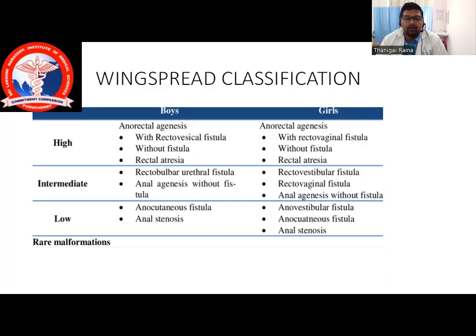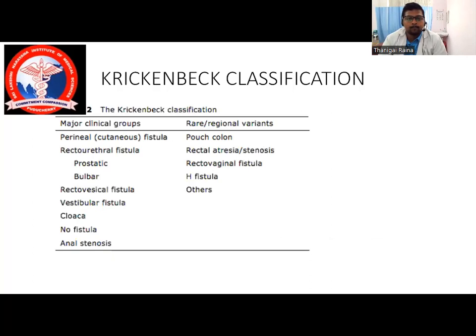These babies will not do well even after surgery. But comparatively the low lesions, that is anocutaneous fistulas and anal stenosis, these babies will do well after we do surgery. So that is the Wingspread classification.